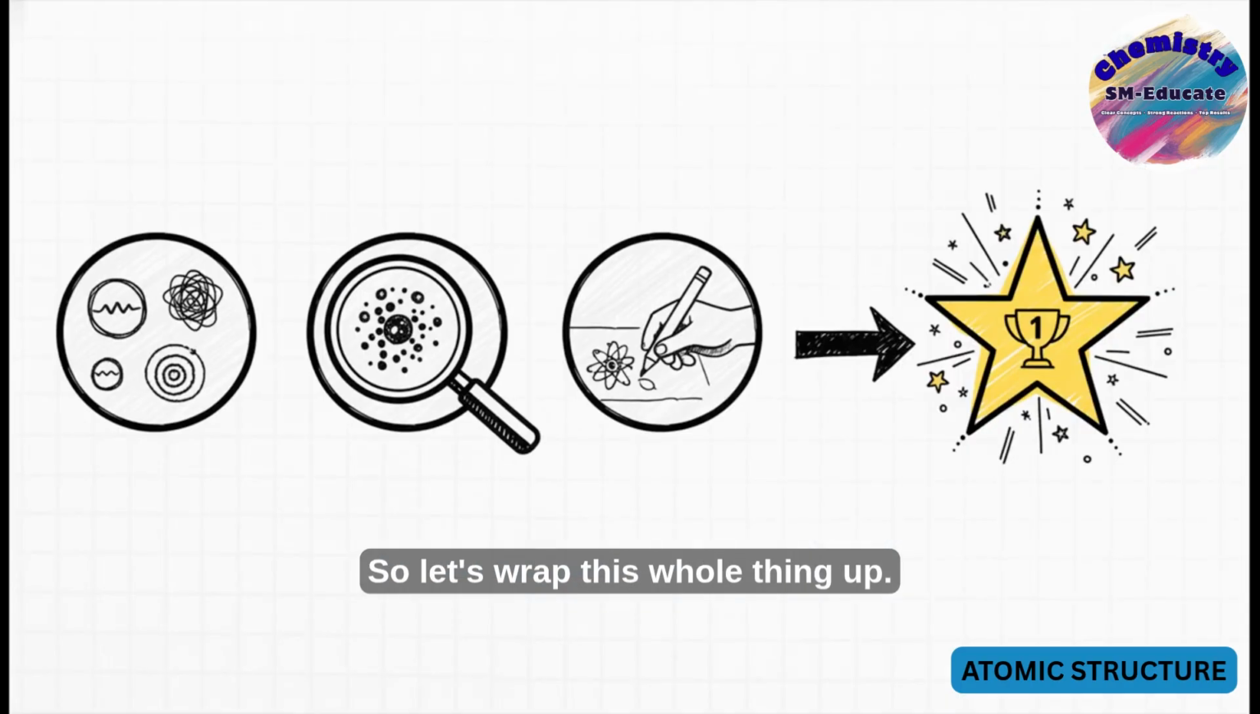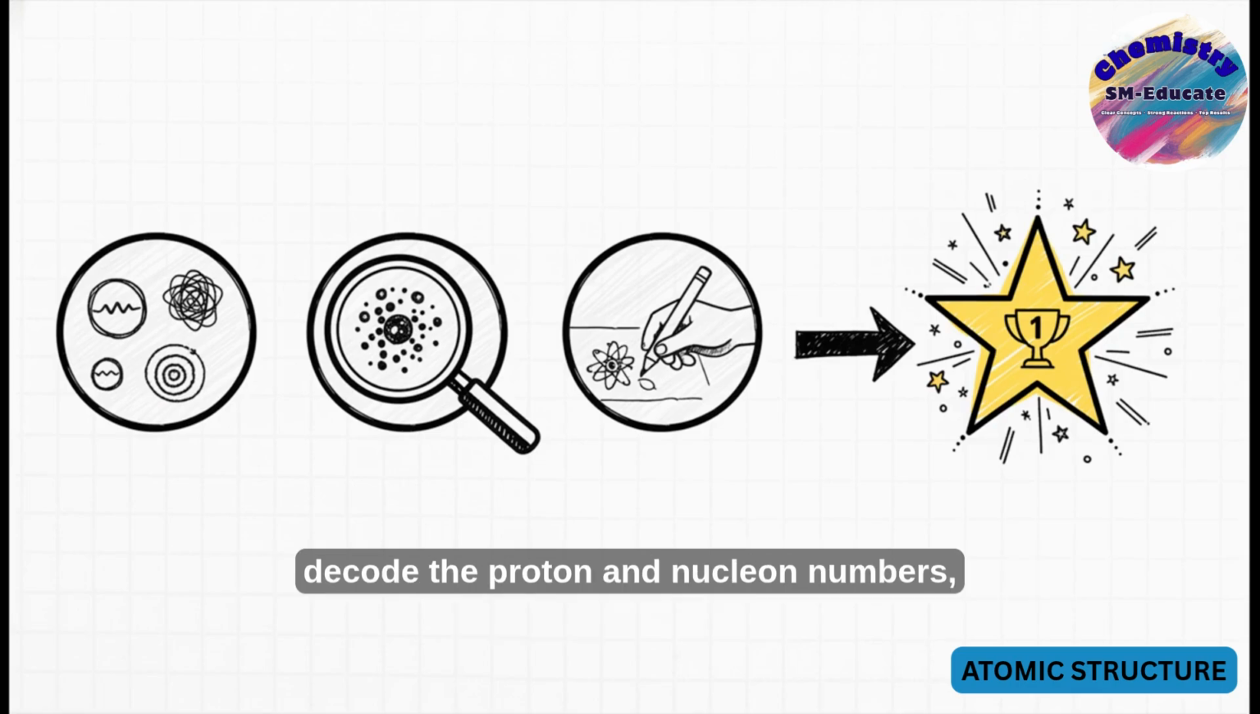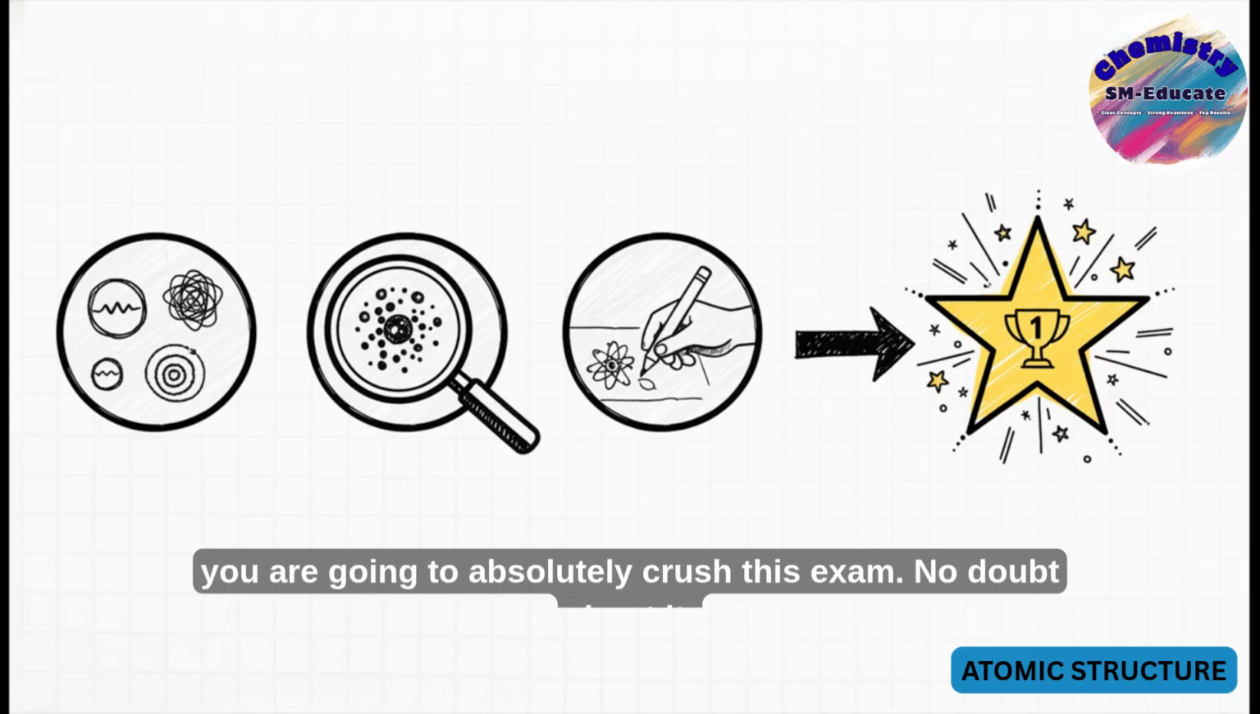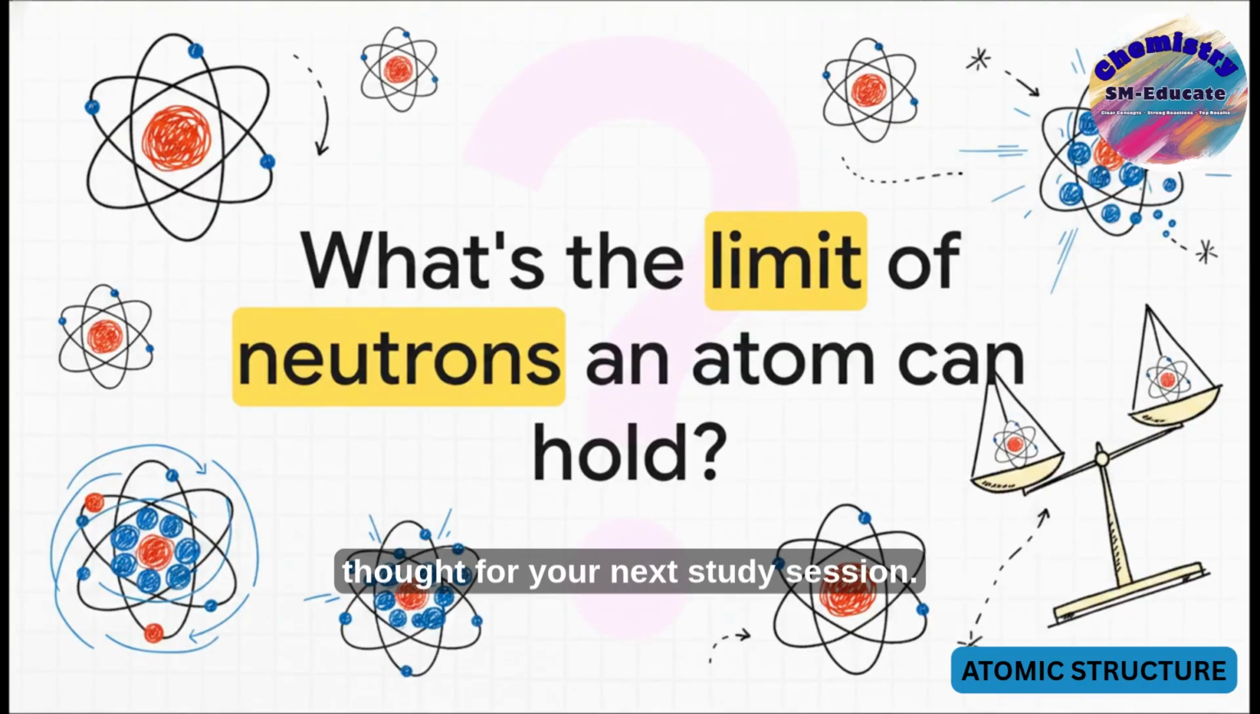So let's wrap this whole thing up. If you can master those core particles, remember your Penn mnemonic, decode the proton and nucleon numbers, and confidently draw the atomic models from your checklist, you are going to absolutely crush this exam. No doubt about it.